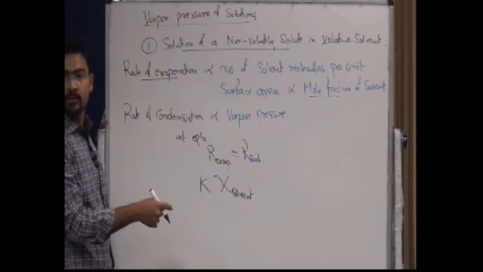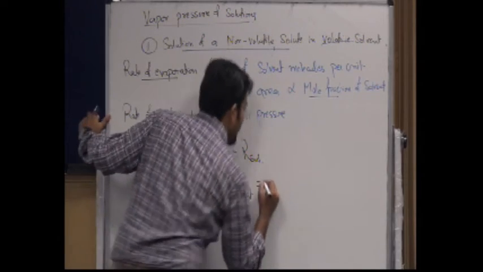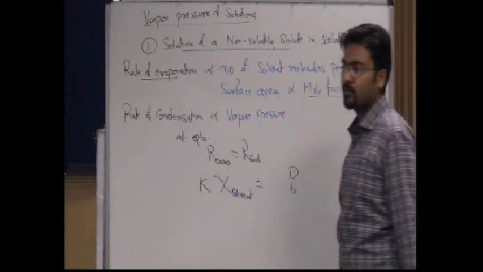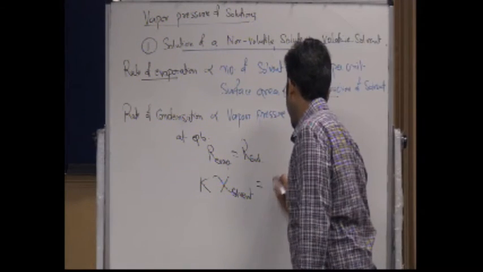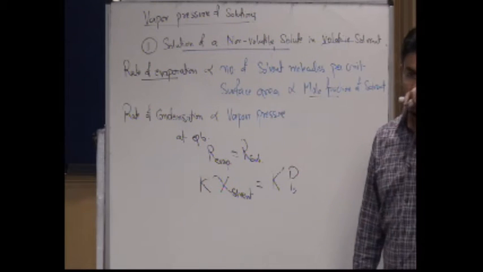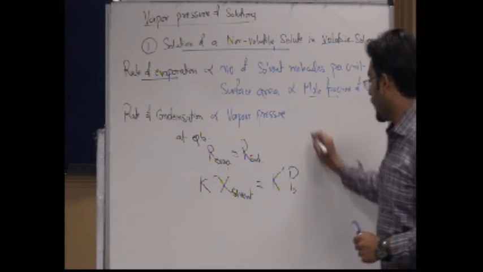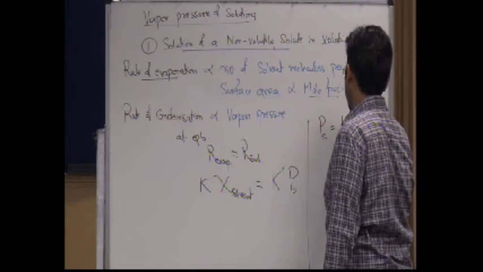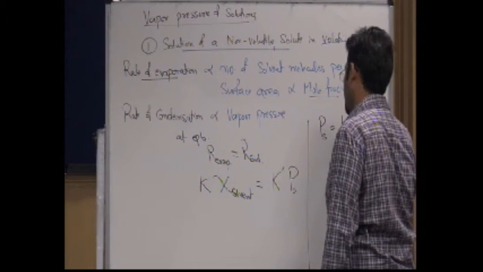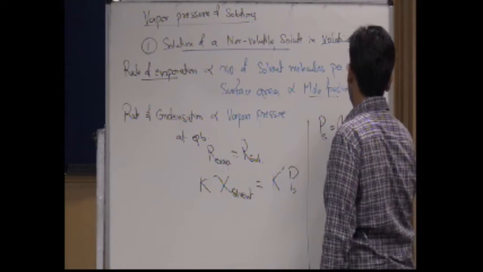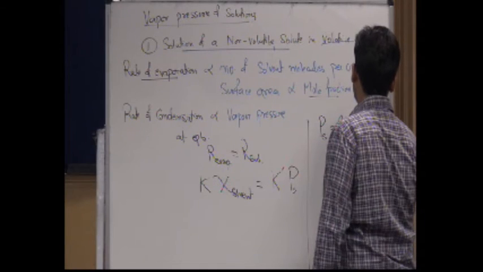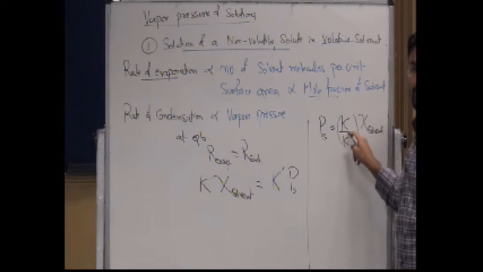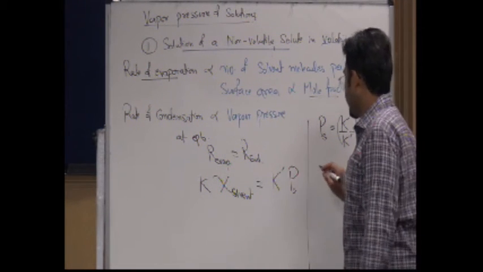Is it okay? Are you getting it? Great. The rate of condensation is proportional to vapor pressure, and this vapor pressure is Ps. Right, and I have taken a proportionality constant here also. Got it? Now, if I take this in this fashion, that Ps is equal to K upon K dash into mole fraction of solvent, I generate this kind of formula. So what I need to do is figure out what this constant of proportionality is. This can be defined very easily.